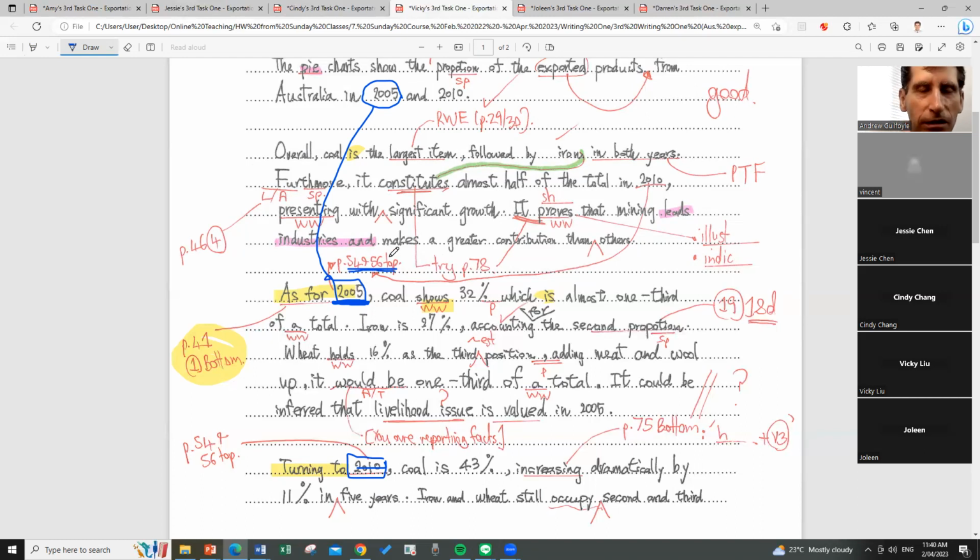Well, look at my answer on page 154. What did I use? 154. I think it's 154. The first year. Looking at the first year. And then what did I say for this part here? What did I say?